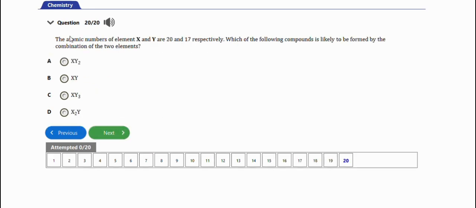It says the atomic numbers of elements X and Y are 20 and 17 respectively. So a typical example: an element with atomic number 20 is calcium, and 17 is chlorine. Which of the following compounds is likely to be formed by a combination of the two elements? So calcium chloride is the right chemical formula that will be formed, which will be option A. Alright, so that's it for this question, guys.